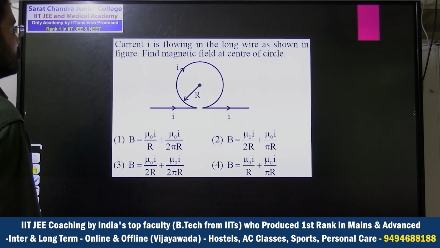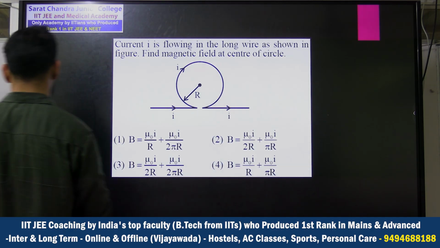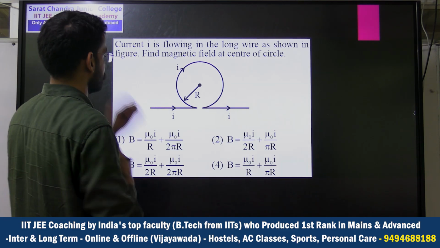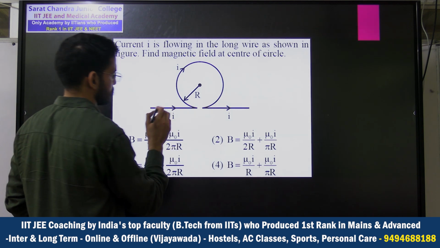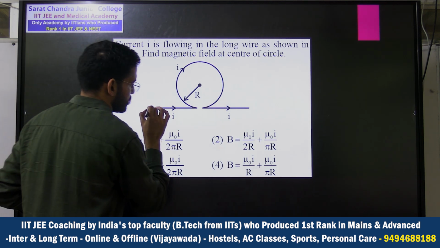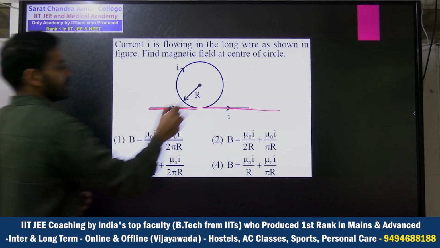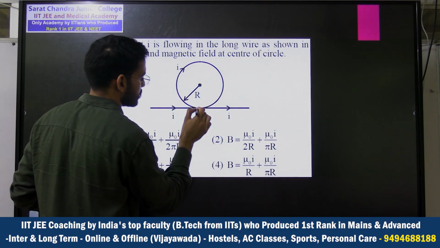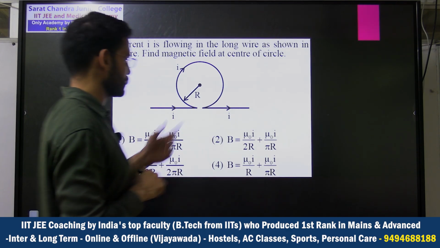Current I is flowing in the long wire as shown in the figure. Find the magnetic field at the center of the circle. If you see, this question is in the notes, exactly this question. Here you can say this is like a semi-infinite wire, then semi-infinite, so directly you say this is an infinite wire, and there is a circular loop. In the notes we say this gap is very small, so here also we have to consider that.